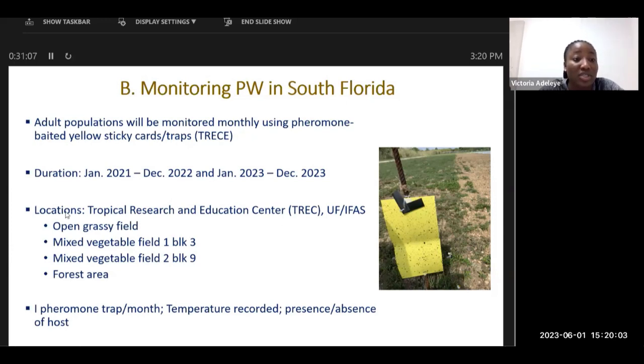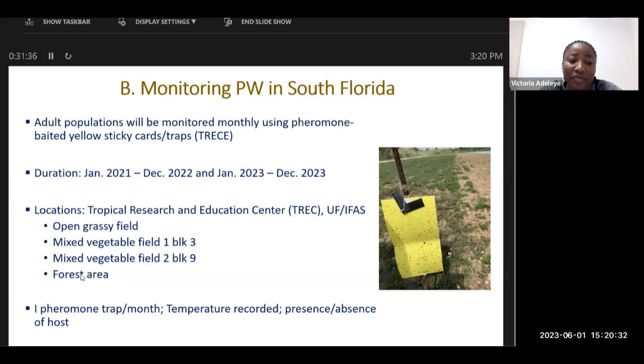So this study started in January 2022. It's going to continue until December 2023. It's still ongoing. At the beginning, I had 3 traps placed at different places at the Tropical Research and Education Center. One is in an open grassy field. The second one is in a mixed vegetable field. The third one is also a mixed vegetable field, which is in block 9. And the other one is in block 3.